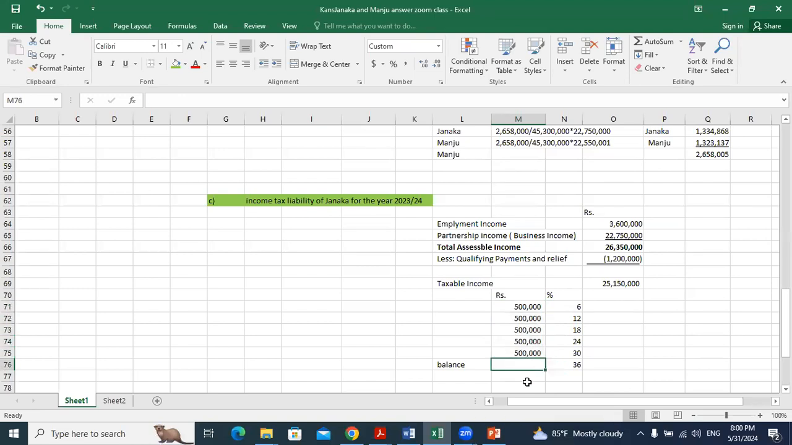Balance in the sense, this is the total tax liability. We have to do the balance. We are calculating the balancing figure, that is this figure minus 2.5 million. Apply this tax.